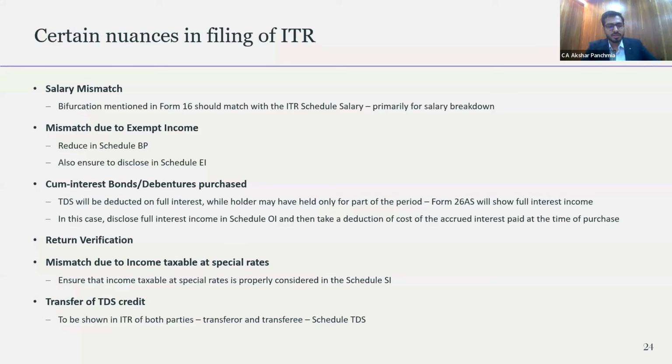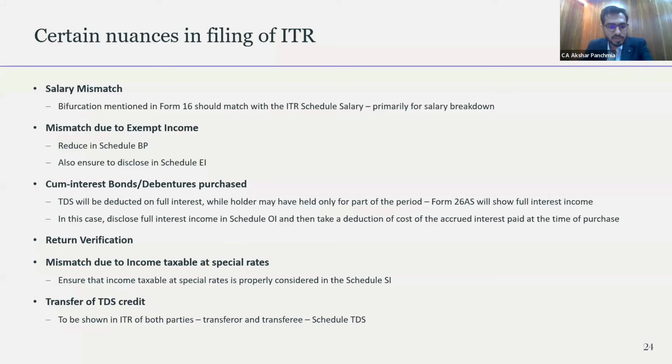Where certain income is earned at special rates, especially where your DTAA comes in or certain foreign income is there, in that case, you have to ensure that such income is correctly disclosed in Schedule SI. Normally, what happens is such income is automatically pulled into Schedule SI, but there are certain incomes where the rate is not mentioned because it could be dependent on the DTAA. Then in that case, you have to go and hand punch it over there in the schedule.